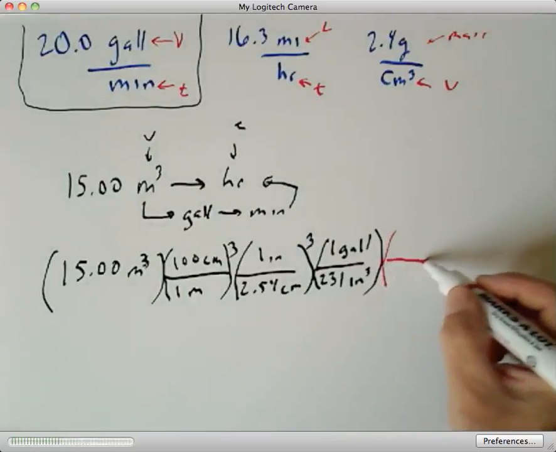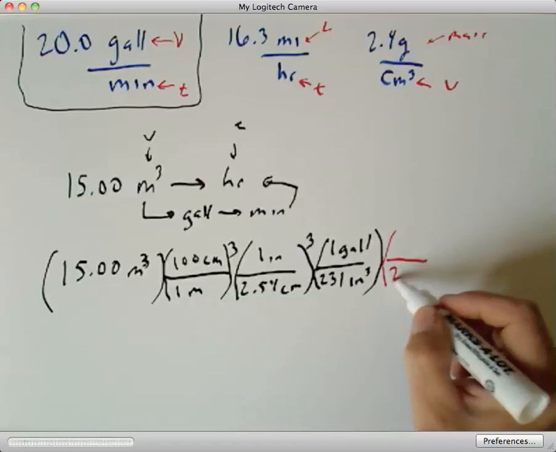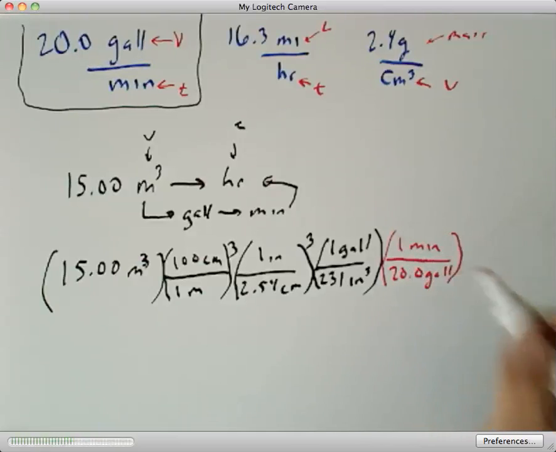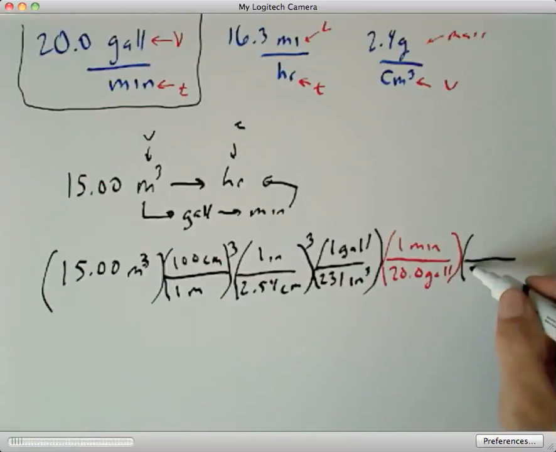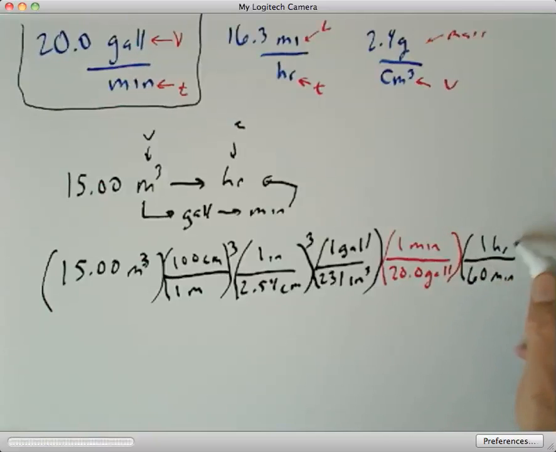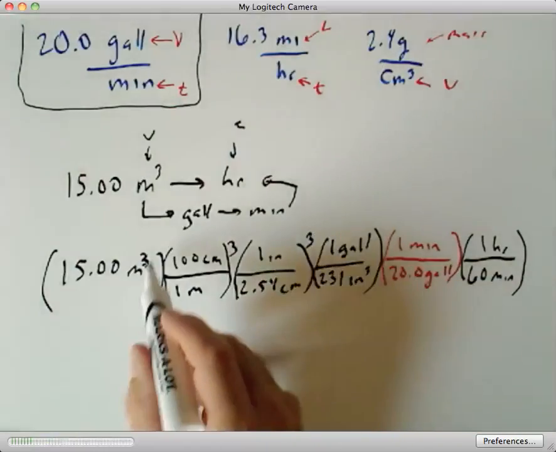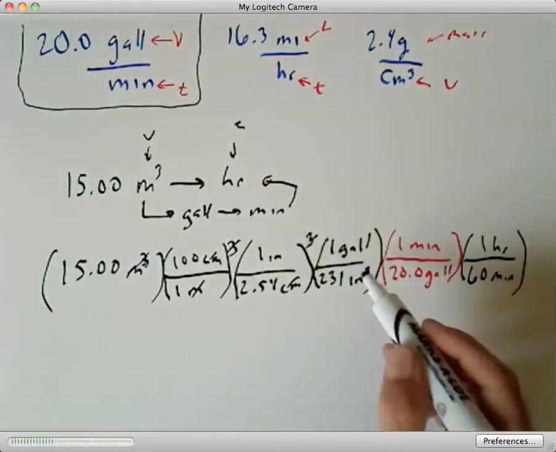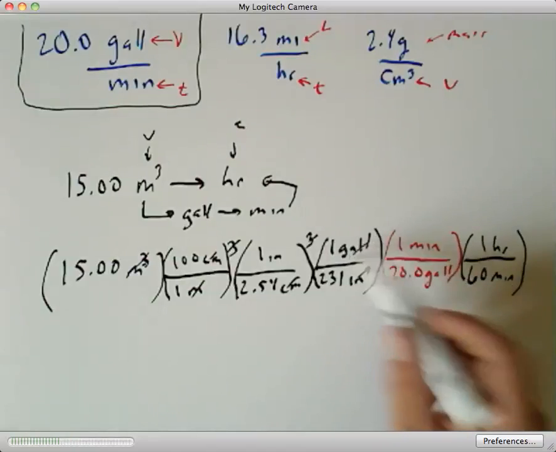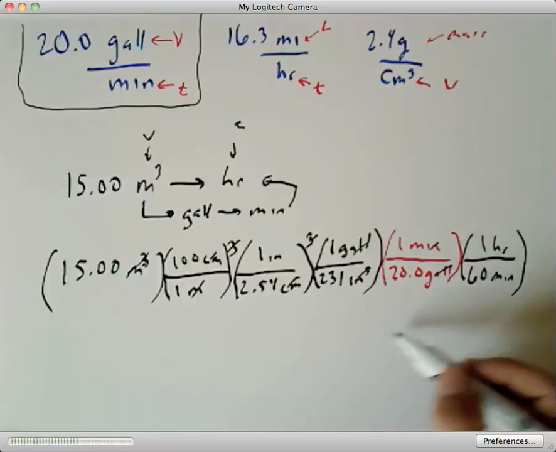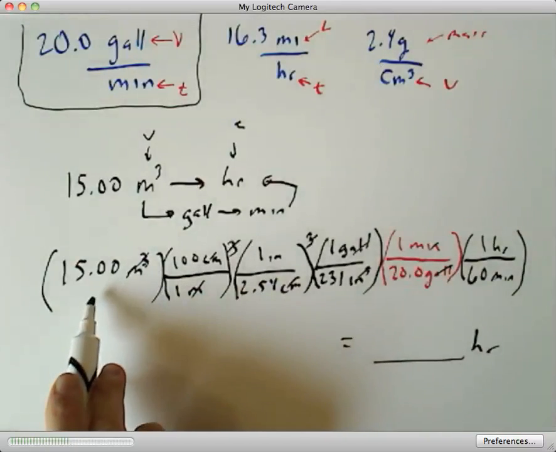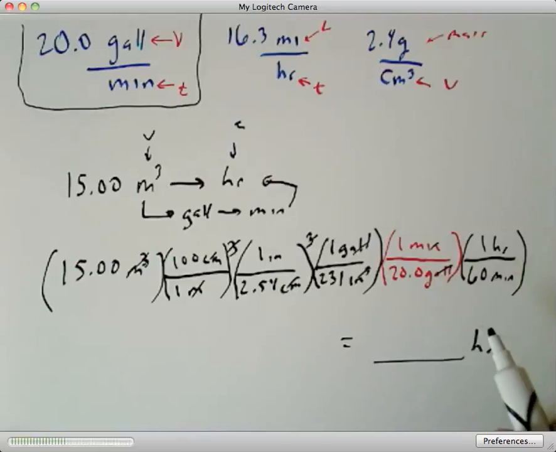I can then use the ratio that was given above. So I'll say 20 gallons is the same thing, or at least pretty close, to a minute. That ratio must have come from some experiment. And then I want hours, so I'll say 60 minutes is 1 hour. That problem right there, if you look at the units, I'll get cubic meters canceling there, and cubic centimeters canceling there, and cubic inches canceling there, and I have gallons canceling there, and minutes canceling there. This would be the number of hours that is equivalent to 15 cubic meters if I pump at 20 gallons per minute.